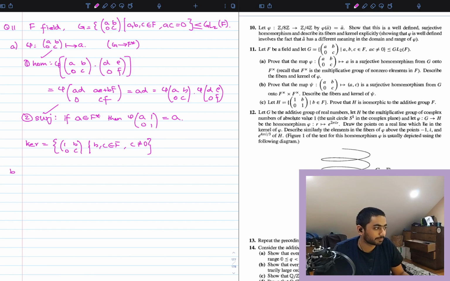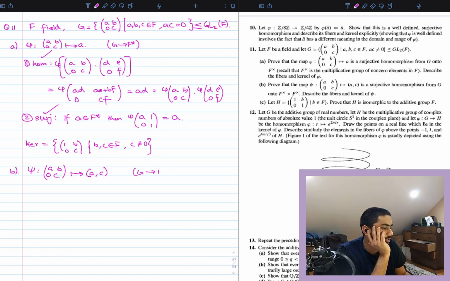Okay, part B. Prove that the map psi, another one. This time it goes to the vector (a, c) from G to F star cross itself. Describe the fibers. Okay. I guess this is what we're stuck with.